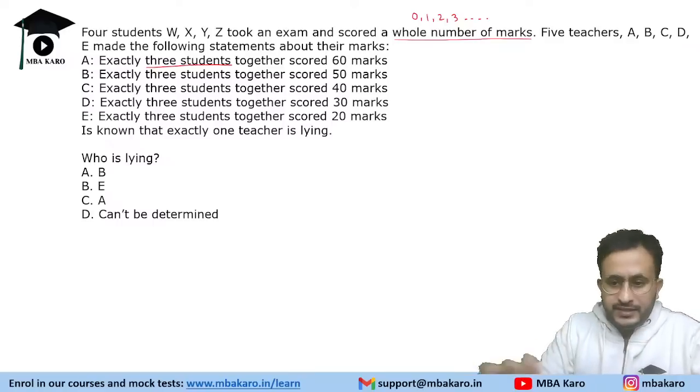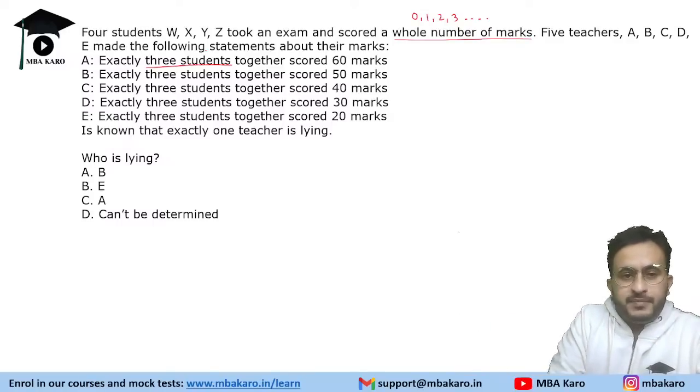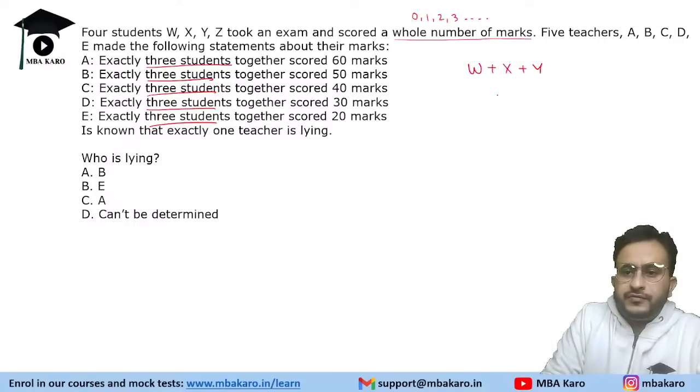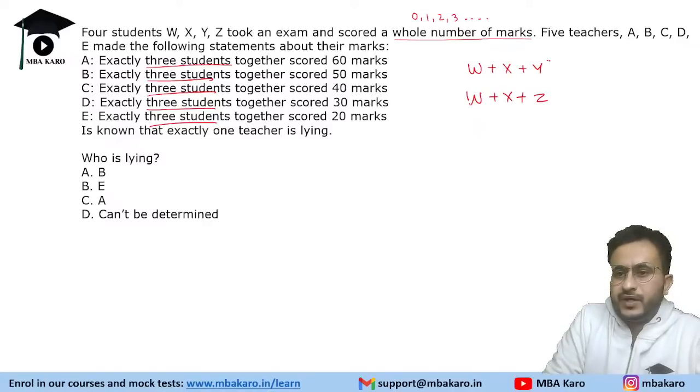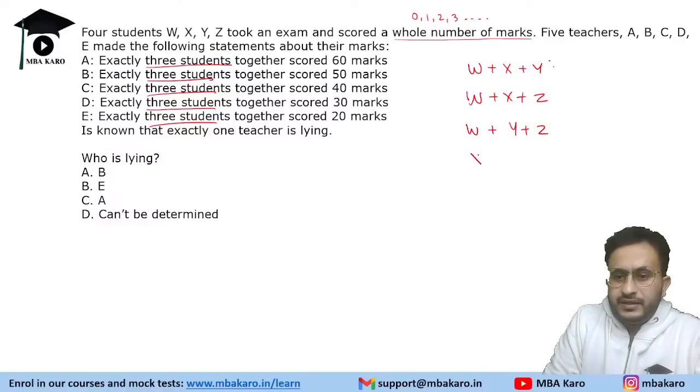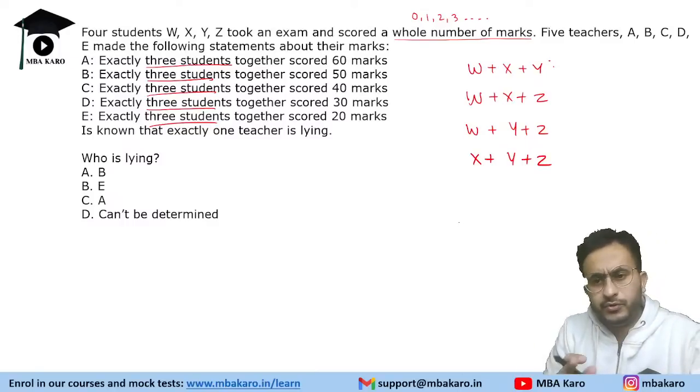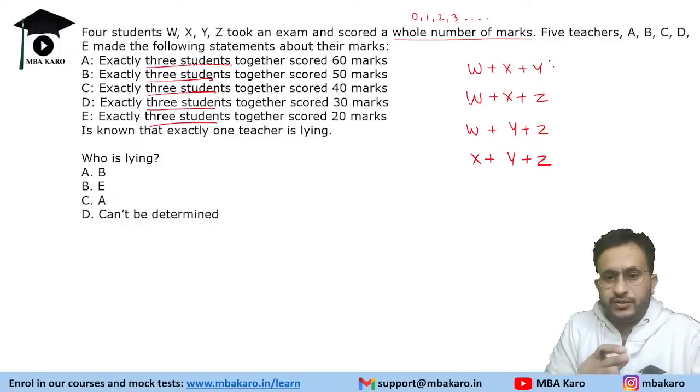All right, so let us look at this. These people are talking about three students each time, right? Let us say one is talking about W, X, Y. One of them will talk about W, X, Z. So in this, Y is missing, Z is missing. Another one will talk about W, Y, Z, and the fourth person will talk about X, Y, Z. Here it is not important who is who; that cannot be determined.